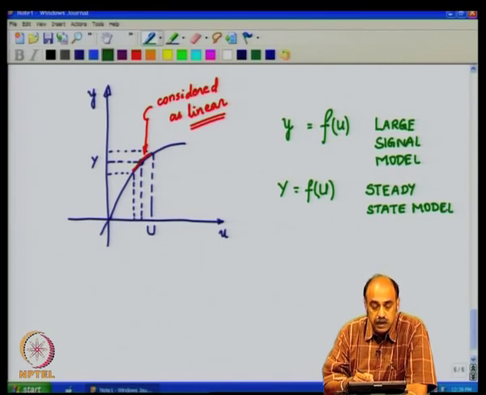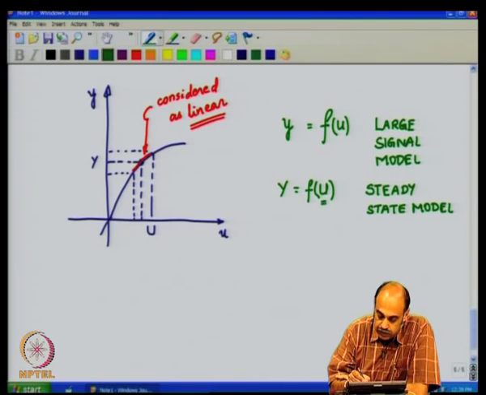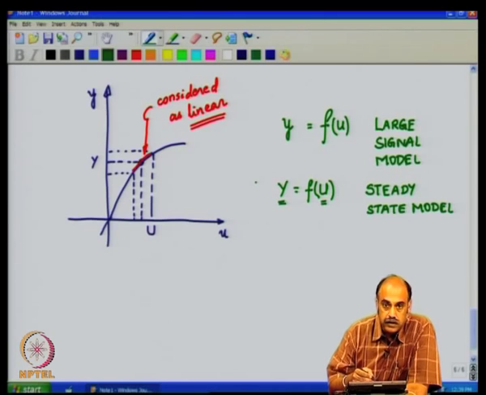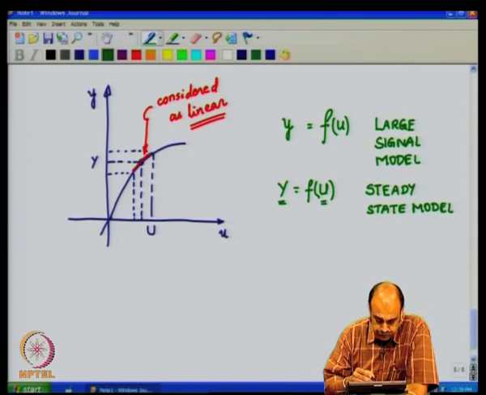This is called the steady state model. Notice that in the steady state model, both the uppercase input and the uppercase response output are in equilibrium, they do not vary with time. They are constant with respect to time, or the differential quantity would be 0.